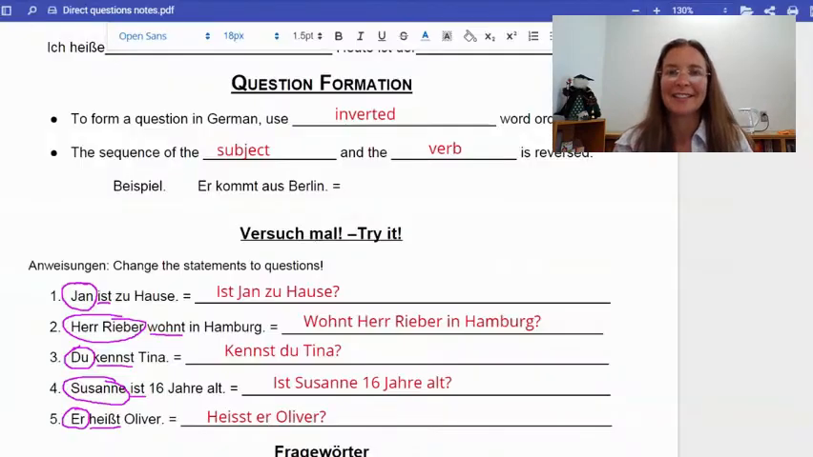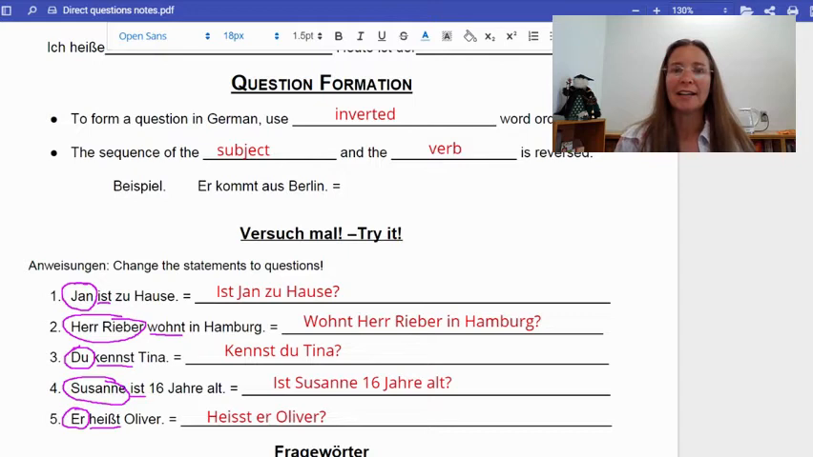Und jetzt sind wir wieder da. Korrigieren wir unsere Antworten. Let's correct our answers. Starting with number 3. Du kennst Tina. You say it. Du kennst Tina. Du is the subject. Kennst is the verb. So we're going to flip it around. Kennst du Tina? Ja, ich kenne sie. Sie ist sehr nett. Yeah? Practice your vocabulary in context. It makes much more sense.